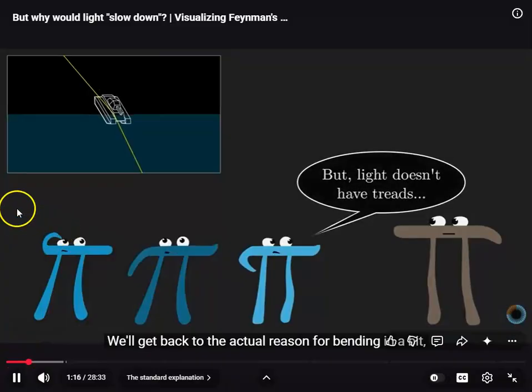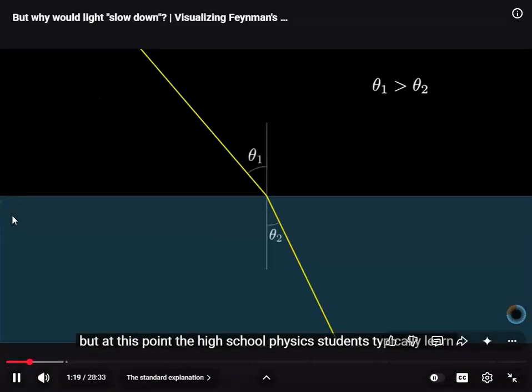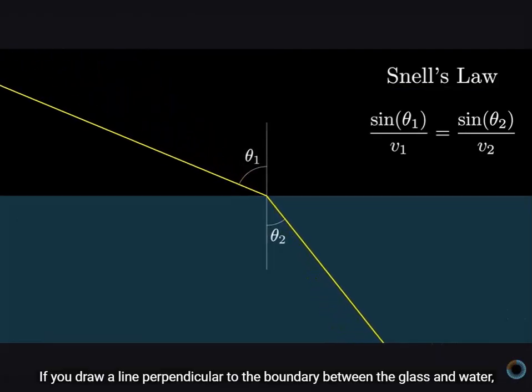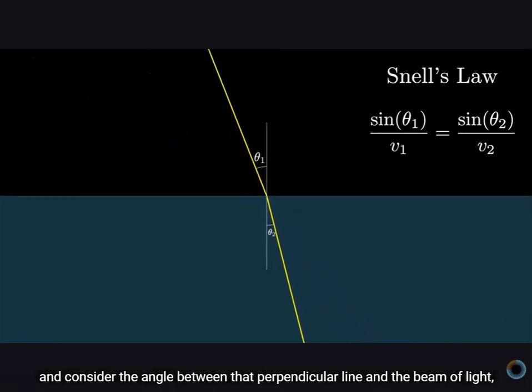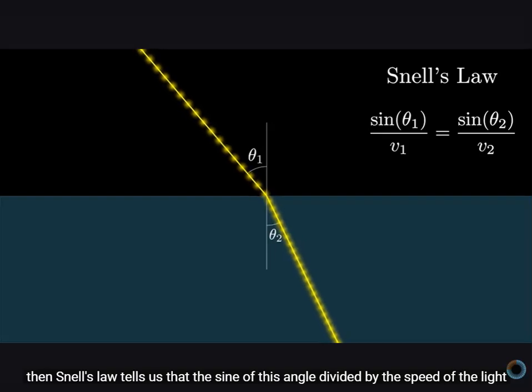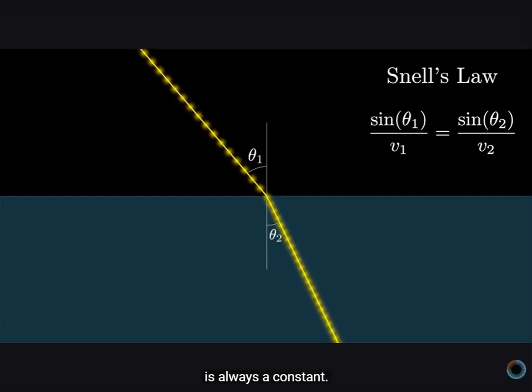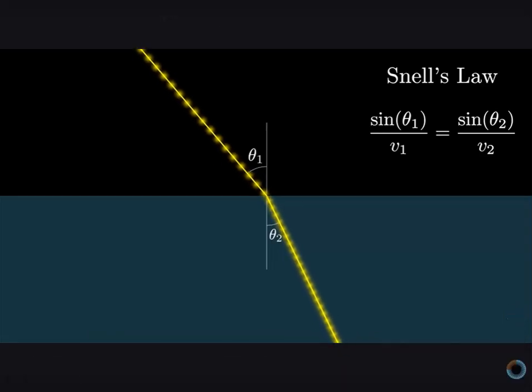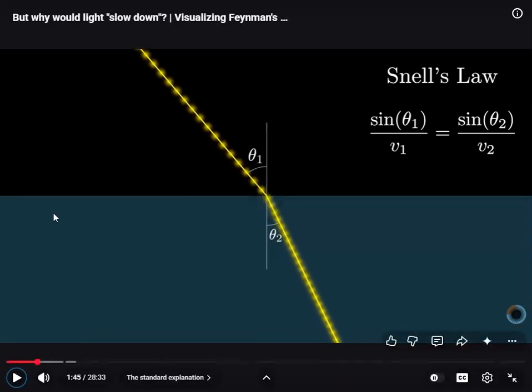We'll get back to the actual reason for bending in a bit, but at this point, high school physics students typically learn a law known as Snell's law, which specifies exactly how much things bend. If you draw a line perpendicular to the boundary between the glass and water, and consider the angle between that perpendicular line and the beam of light, then Snell's law tells us that the sine of this angle divided by the speed of the light is always a constant. So the slower the light, the lower that angle will be, and that lets you calculate how much things refract.